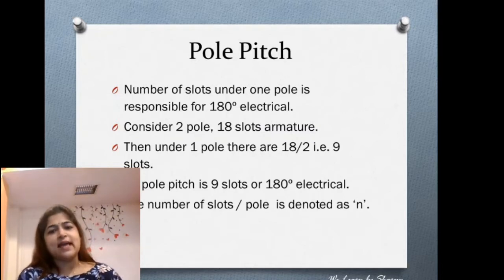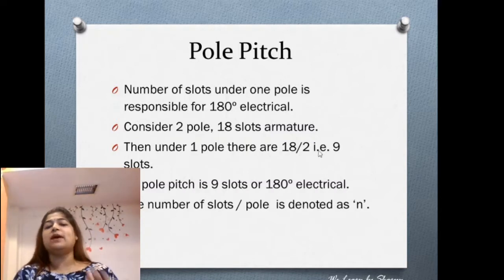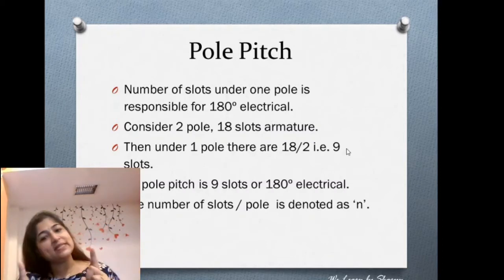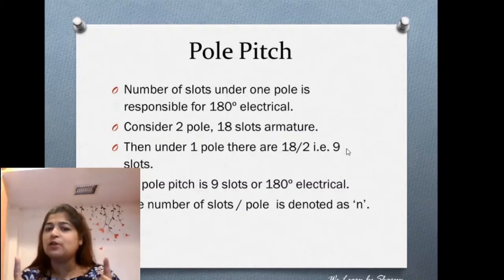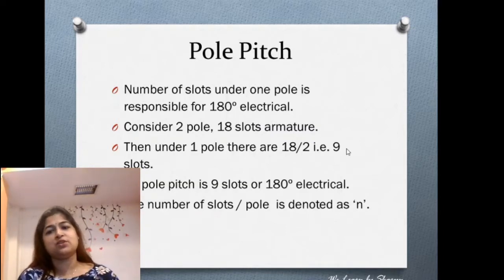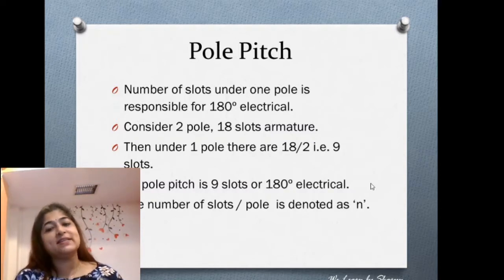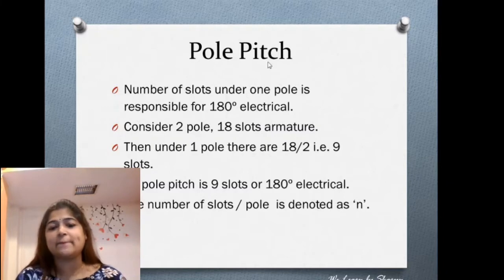Let's consider an example where there is a two-pole machine with 18 slots. If there are two poles and 18 total slots, then for one pole, how many slots are there? It is 18 by 2, that is 9 slots. So one pole pitch is 180 degrees electrical, the distance between two poles, and it is 9 slots per pole. Clear? So pole pitch is 9 slots or 180 degrees electrical for this particular example.